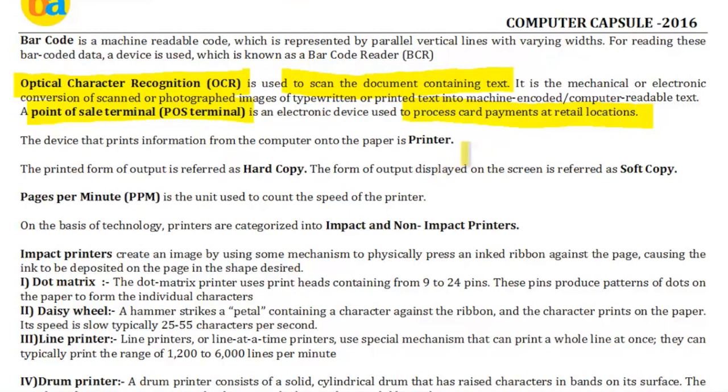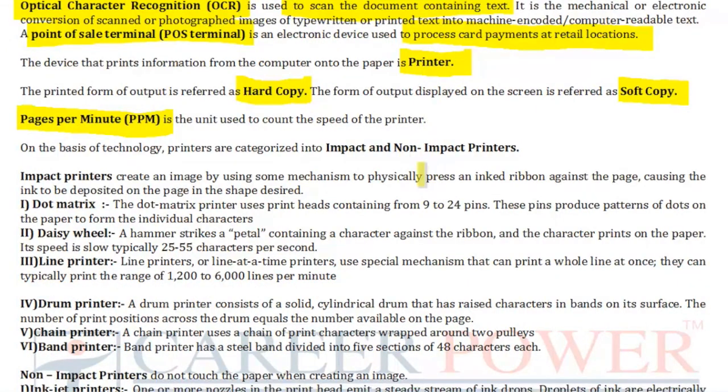Then the next device that we have is a printer. A printer is an output device that prints the information. The printed information is known as the hard copy, and the output that is displayed on the screen is known as the soft copy. Pages per minute is the unit used to count the speed of the printer. Now let us see the classification of printers. So printers are categorized as impact and non-impact printers.